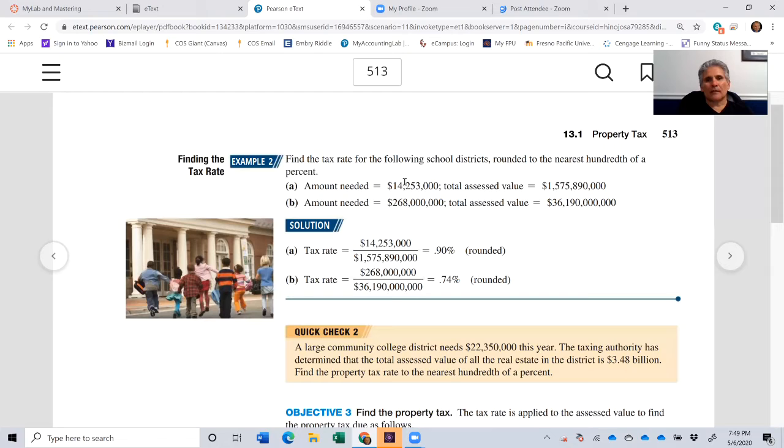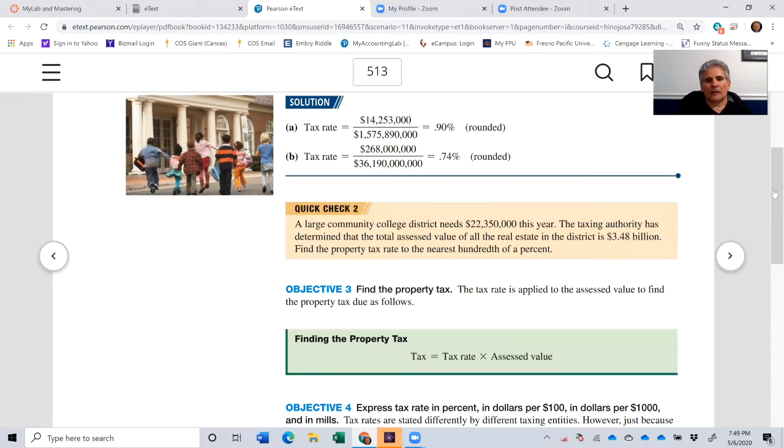Property tax rate is determined by taking the total tax amount needed divided by the assessed valuation. Amount needed, $14,253,000. Total assessed valuation, so it's just the amount needed divided by the assessed valuation. 14,253,000 divided by 1,575,890,000 gives 0.90%. That becomes the tax rate to the nearest hundredths of a percent.